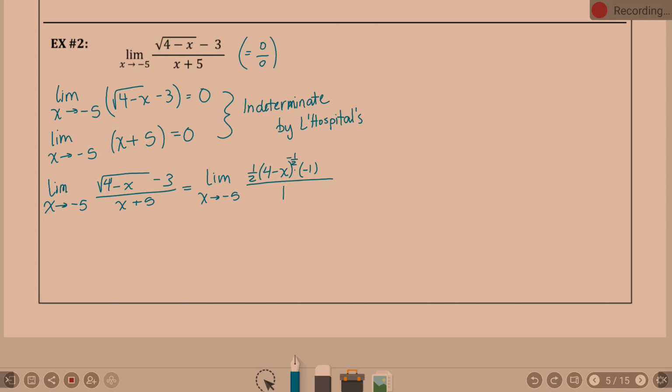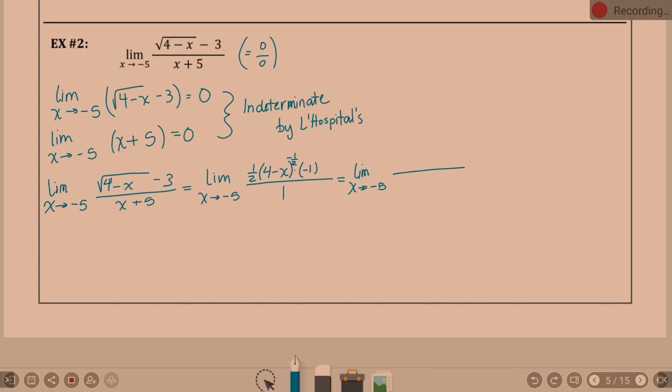So if I wanted to clean this up, I don't know that I'd plug in right there. You could. Limit as x approaches negative 5. This is where I want my fraction bar. What about the 1/2?